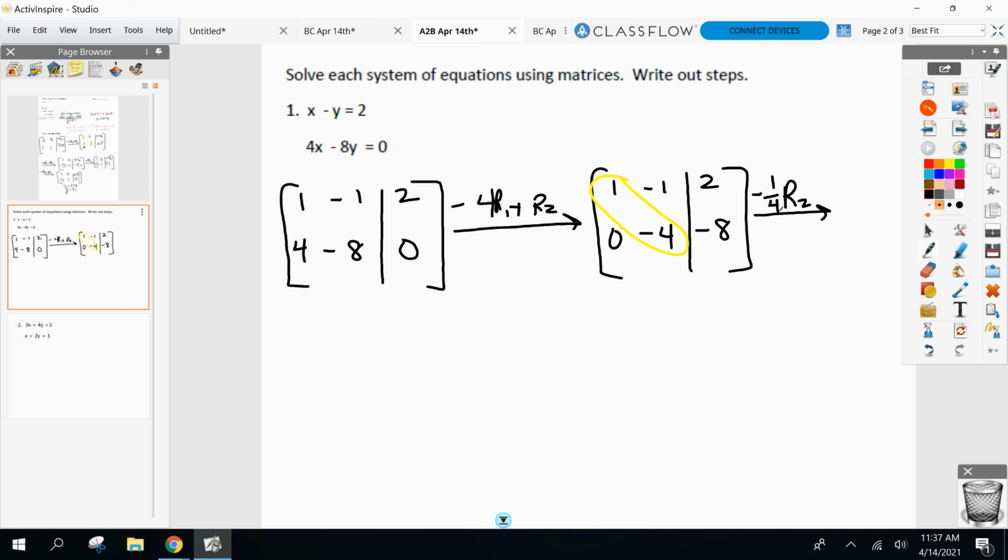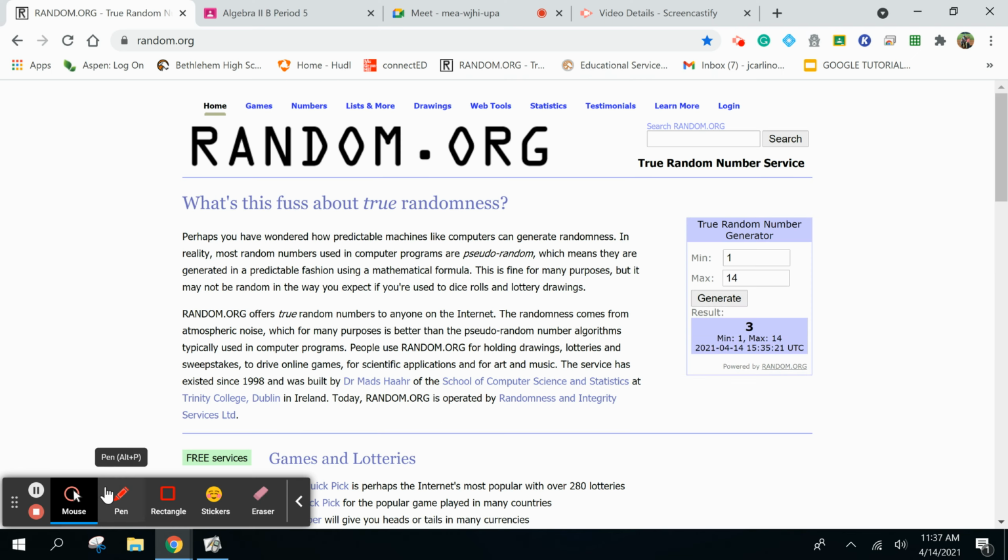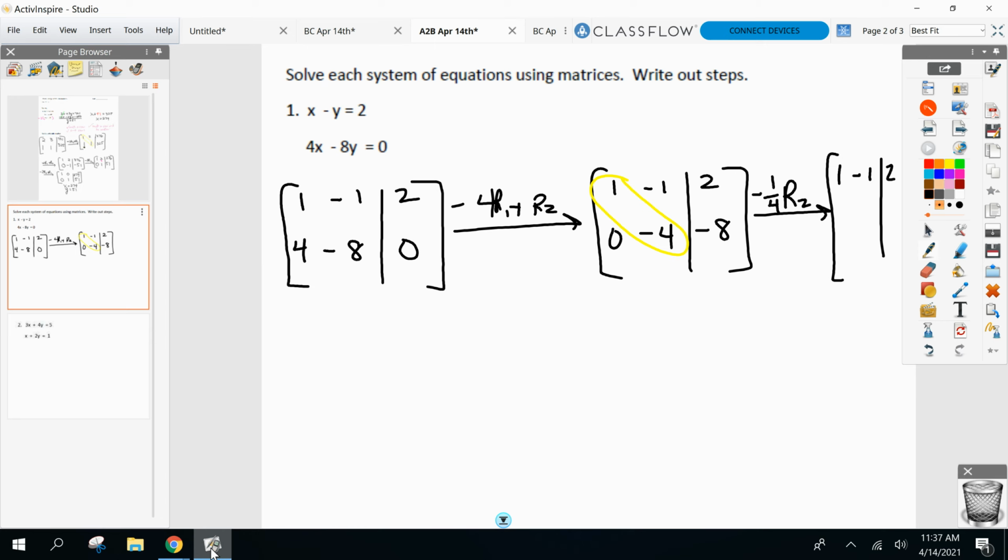All right, what do you got for me here? Row 1's not changing. What should row 2 look like now if I multiply each of those by -1/4? Bassett, last one for you today, boss. What's your new row 2 look like? 0, 1, and 2. There you go. 0, 1, positive 2. Good work.